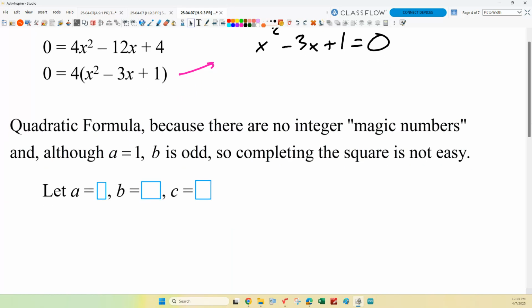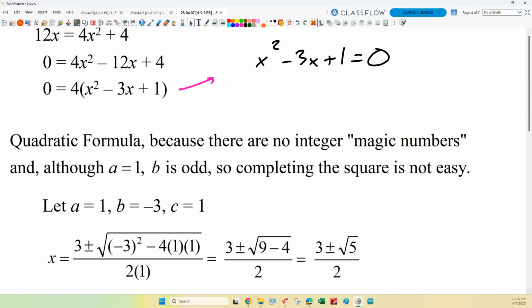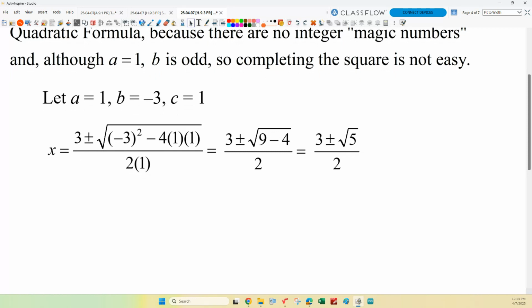Okay, and then what's A? 1. What's B? Negative 3. And what's C? Yeah. Plug all that stuff in, and when the dust settles, underneath the radical I get 9 minus 4, so I just get a 5. Stuck with a square root of 5. 2 solutions. Okay, make sense?